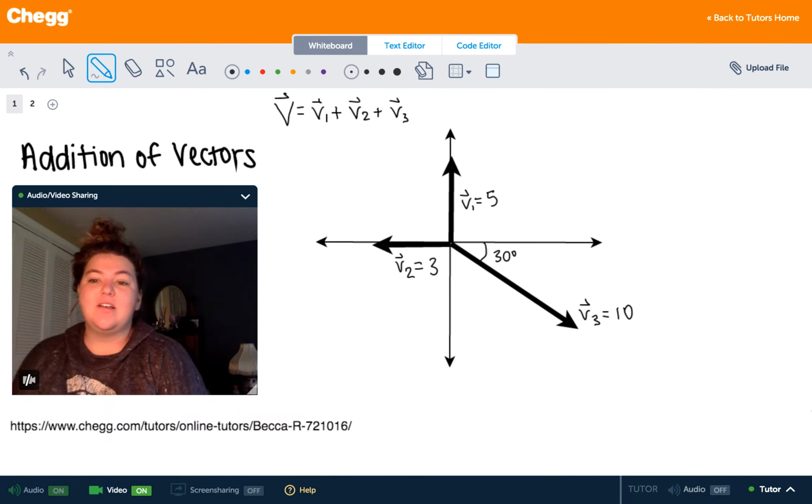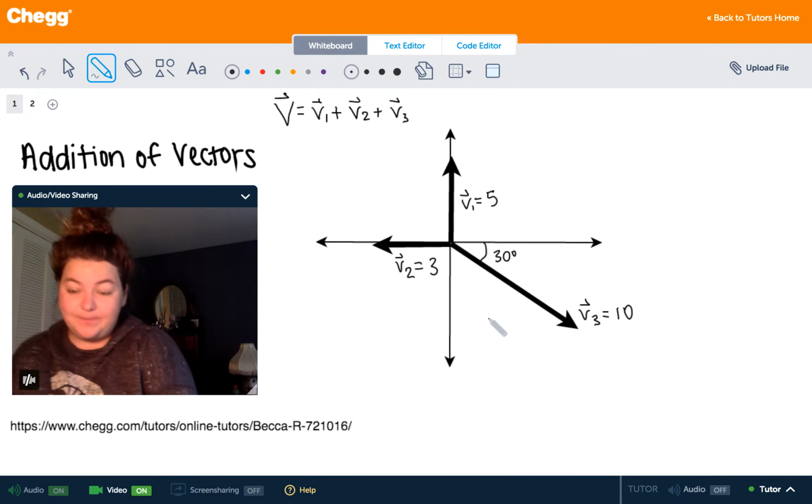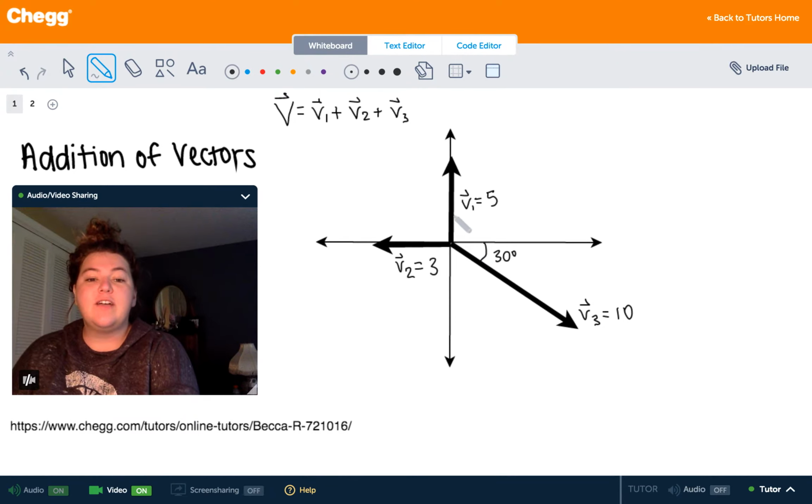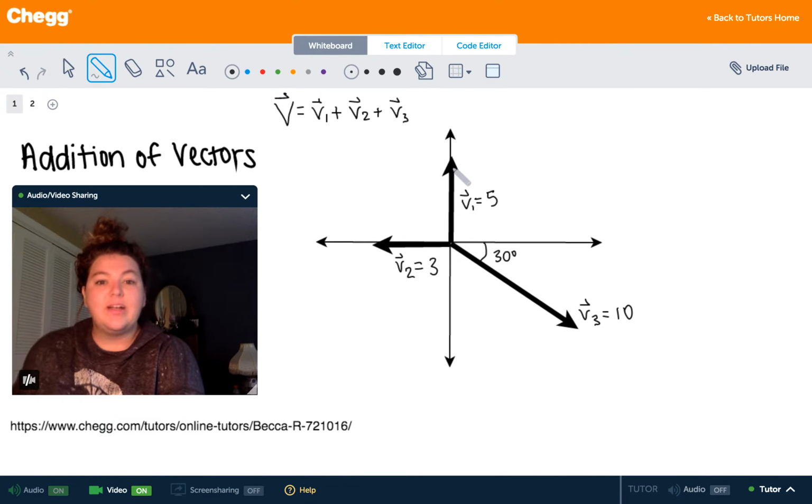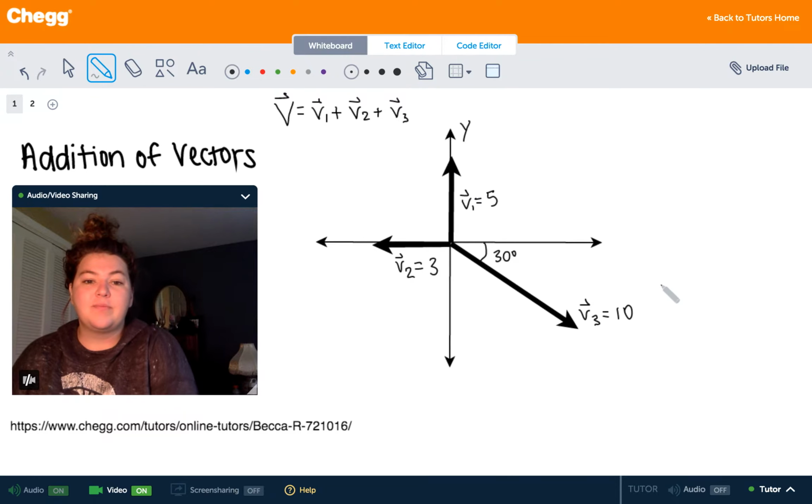But today I'm going to talk to y'all about addition of vectors. Now, suppose we have these three different vectors, vector being something with both magnitude and direction. Your first vector has a magnitude of 5, and it is pointed straight along the positive y-axis. Your second vector is magnitude 3, and it points straight along the negative x-axis. And your third vector has a magnitude of 10, but it is oriented 30 degrees below the positive x-axis. Now, how do we add those three vectors together?